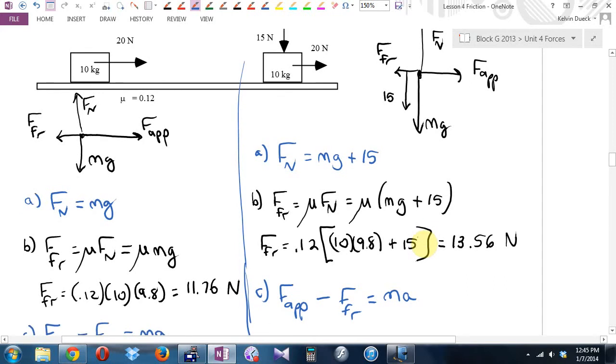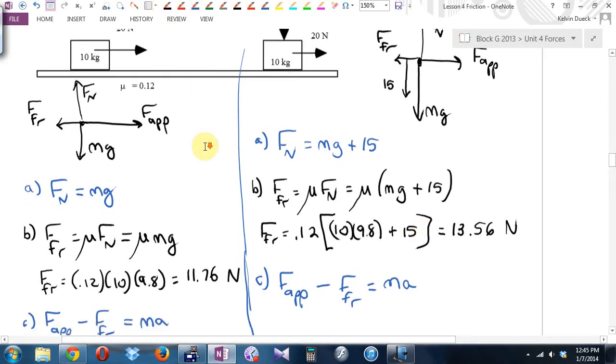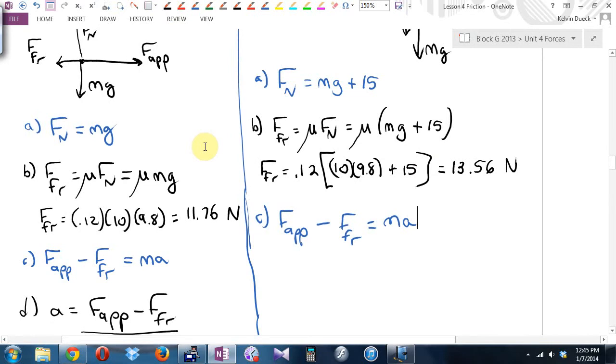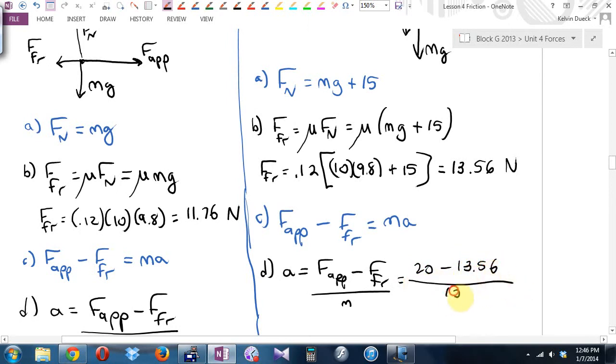And Curtis, what was D asking me to find? Oh, how would I get the a by itself? More specific. Divide by what? What's in front of it? M. Yeah. So how will I move the m over? Divide. Yeah. We're going to get the acceleration is going to be the applied force minus friction divided by the mass. It's going to be 20 minus 13.56 divided by 10.